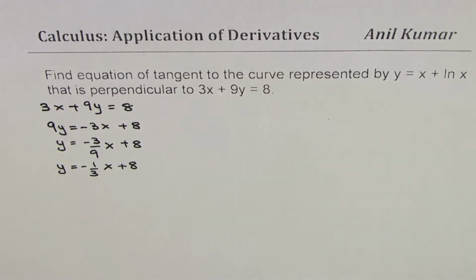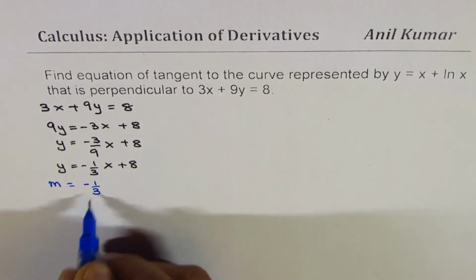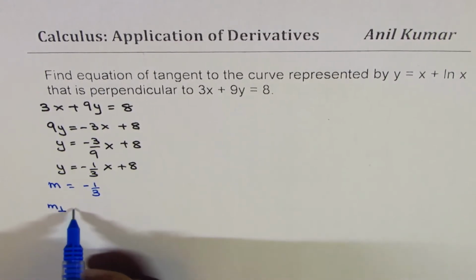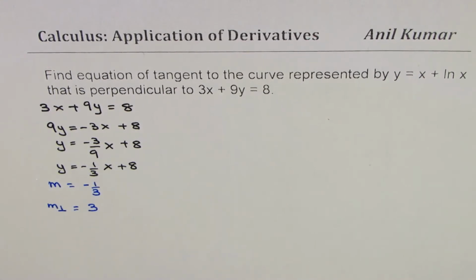So this gives you the slope of the line as -1/3. So what is going to be the slope of the perpendicular line? That is going to be 3, right? So when you multiply these two, you do get -1. Okay, so we know that the slope of the tangent line should be 3.